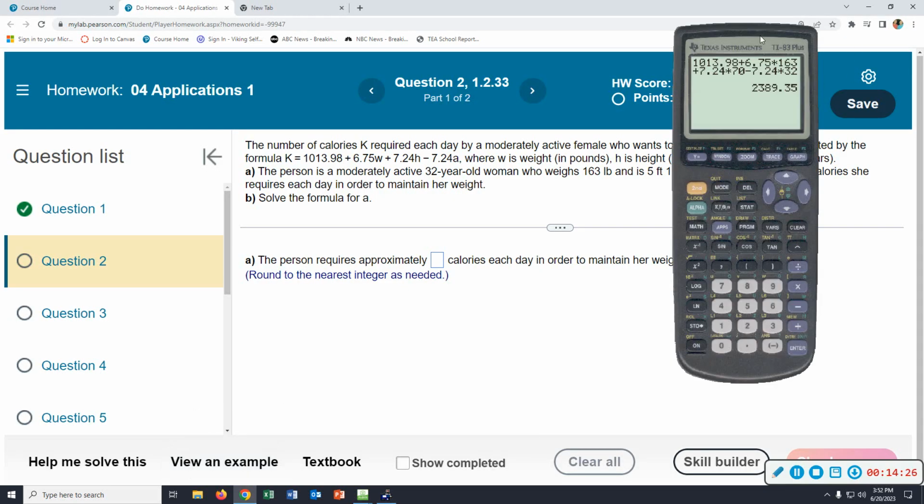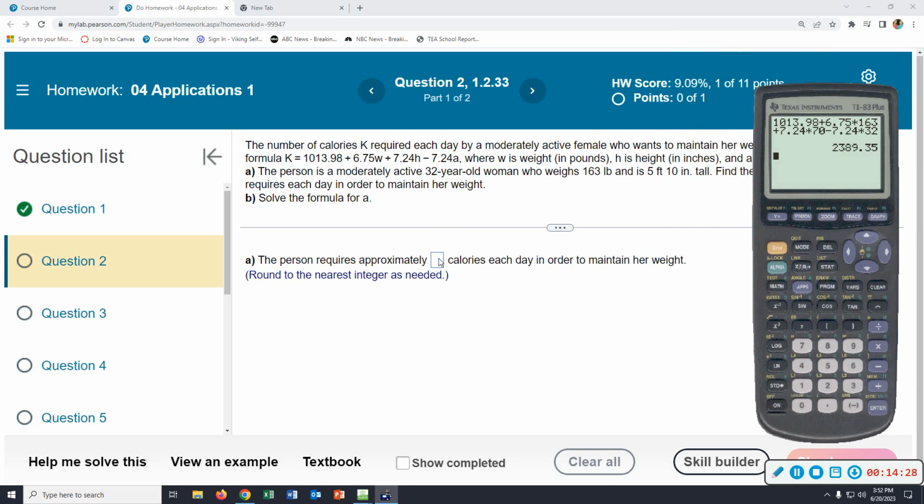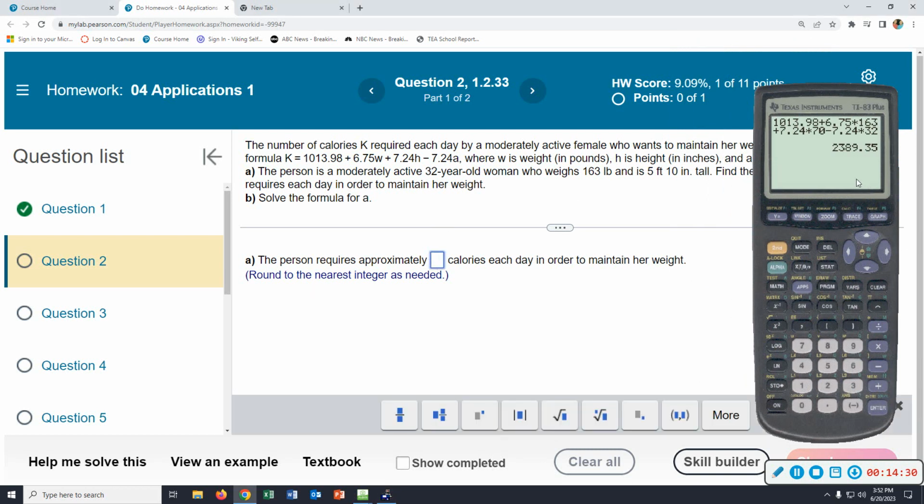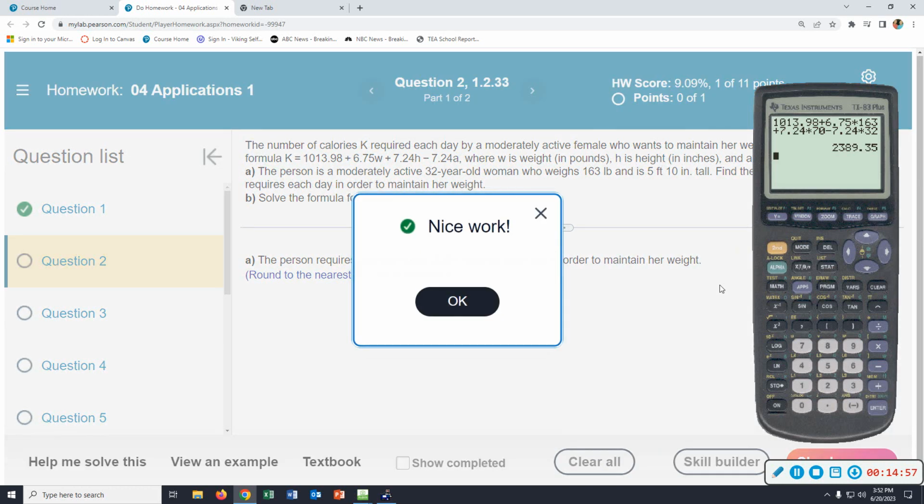Let's see how we round this. Person requires approximately, rounding to the nearest integer. So would I leave this as 89 or do I need to make it a 90? Well, since the digit after the 89 is smaller than 5, if it's 4 or smaller, you just drop it. It's called truncating. If the digit after the 89 had been a 5 or bigger, you'd round up. So we'll make it just 2389.